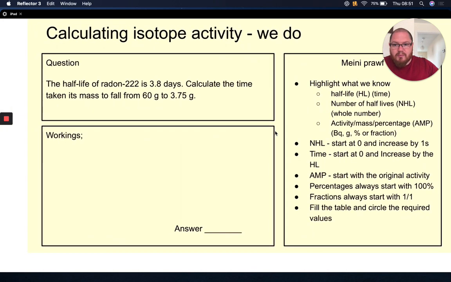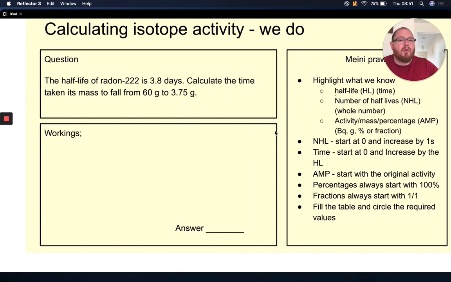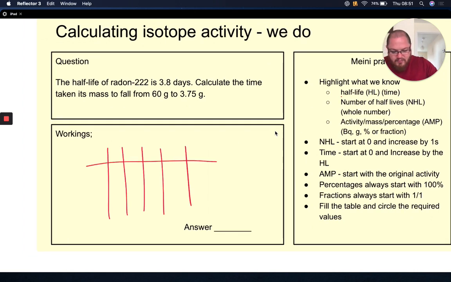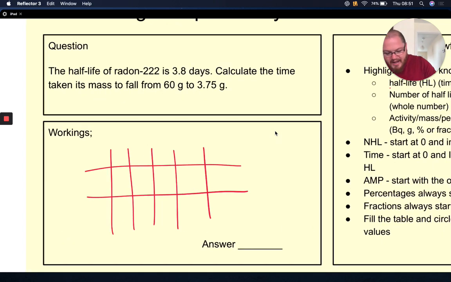So I'm just going to zoom out slightly. And I don't know how many columns I'm going to need because I don't know how far I've got to get. So I'm just going to go 1, 2, 3, 4, 5. I'm going to go 5 lines down, and do my 2 lines across, okay? I'm going to put my NHL at the top, number of half-lives. I'm going to put my time there, and I'm going to put my amount there.